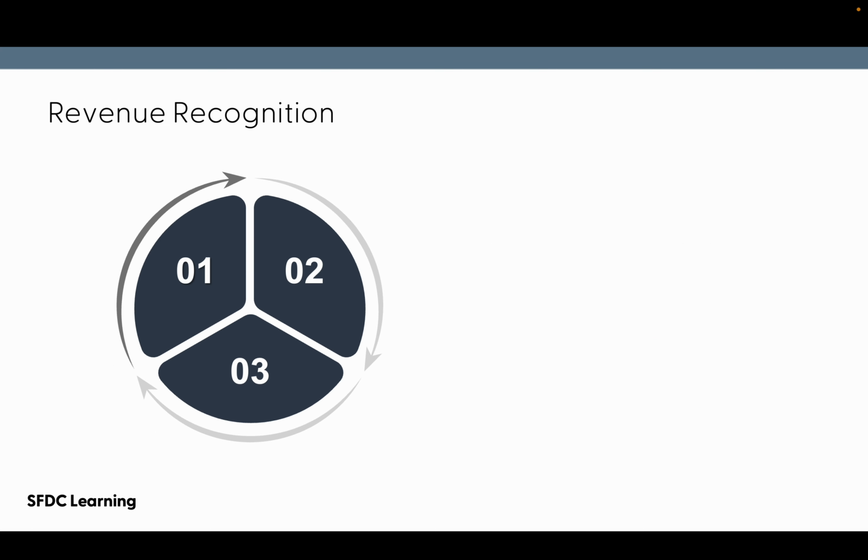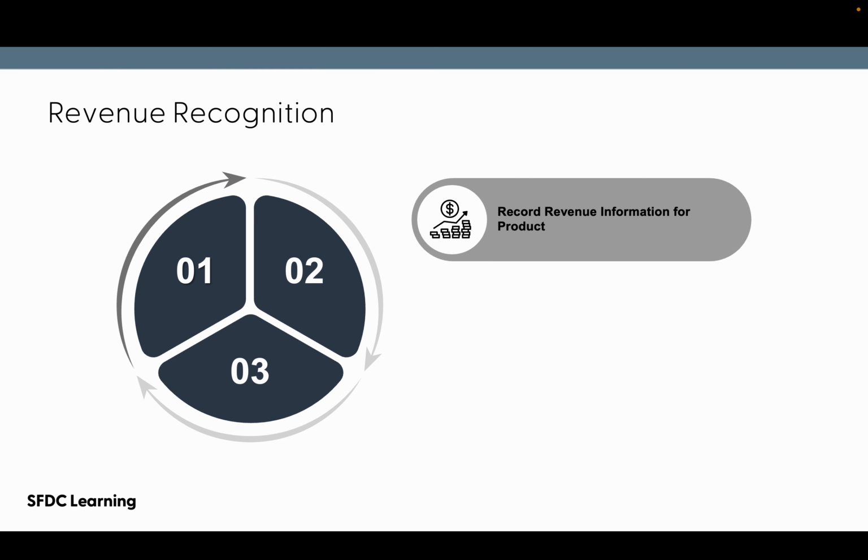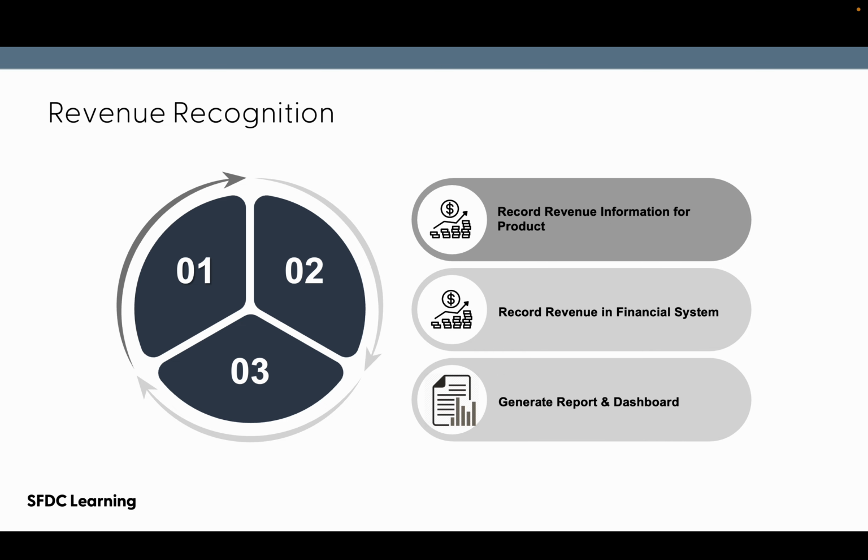Then RevRec. Right. So I have divided that into three parts. The first part is you can record your revenue information for particular products. So using revenue recognition management, you can record your products' revenue information. Then you record revenue in the financial system as well, right? So you have your financial system. In that you also record how much revenue you got, whether it's a profit or loss, right? That you're going to record in the financial system.